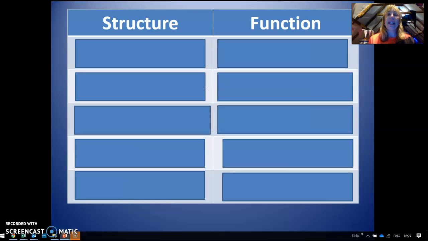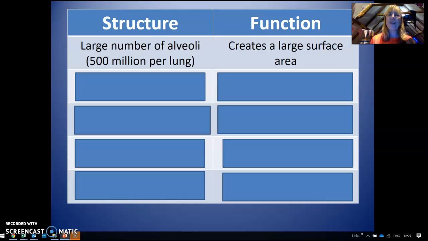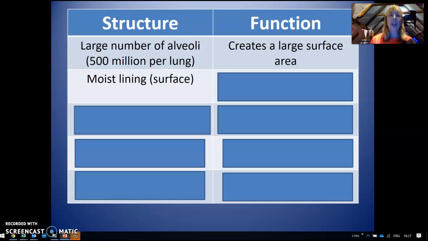Now, what I want you to do in your books is think about the structure of the alveoli and the lungs, and how the structure helps it to become such an efficient, amazing exchange system. So the first thing you're going to write down, and you might want to go through all of these first and then pause the video and copy it: we know that there's a large number of alveoli. We said 500 million per lung. And the reason for this is it creates that large surface area for gas exchange.